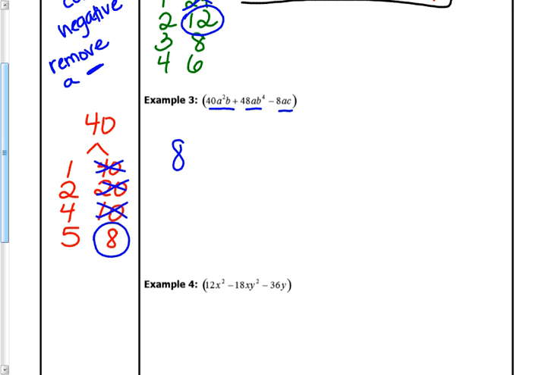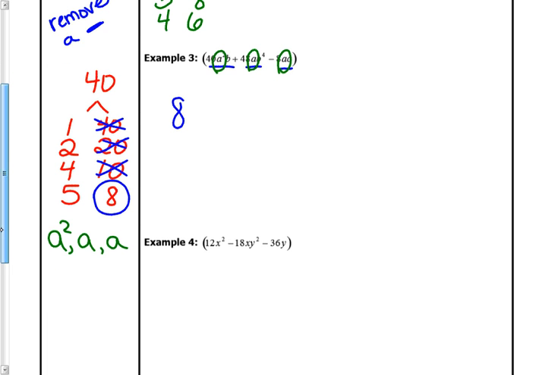Now I want to look at these variables here. I see that the first term has an a, the second term has an a, and the third term has an a. My first term actually has an a to the second power, an a squared. My second term has just a single a, and my third term has just a single a. When you're removing a variable GCF, what you're doing is taking the one with the smallest, the lowest power. If you see a variable that's just standing alone, our power is actually 1, right? So the lowest power here would be a to the first power, or just a single a. So this means that I can actually remove an a. And I can only do that because all three of these terms had an a.